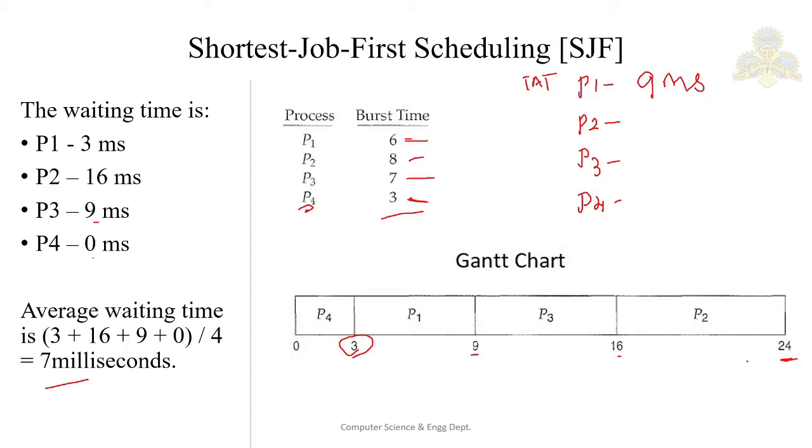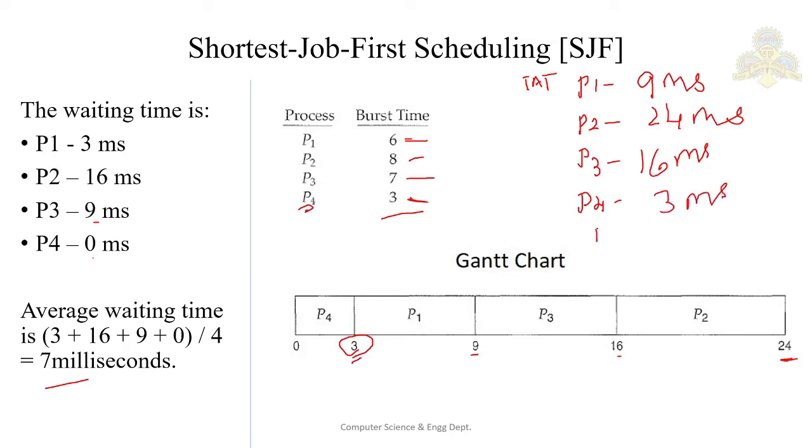Then P2, it completed here. So it is 24 milliseconds. Then P3, it is here, 16 milliseconds, and P4 it is 3 milliseconds. Okay.